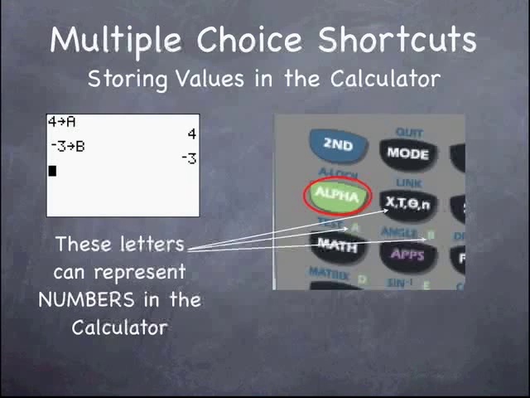Today we're going to talk about multiple choice shortcuts and storing values in the calculator. If you notice your calculator, there are many letters located all over. Most of them are in green, however one that we most commonly use is X. What we can do is store numbers in for those letters so that we don't have to constantly type the numbers in. Let's take a look at a couple examples and see what we mean by this.